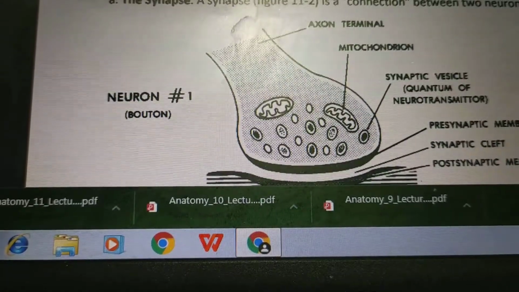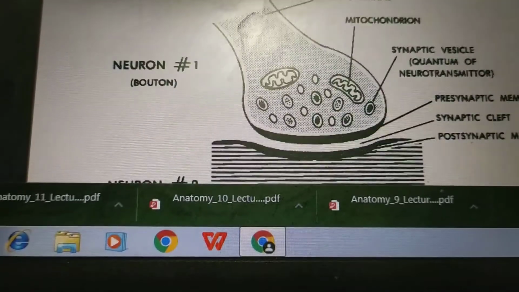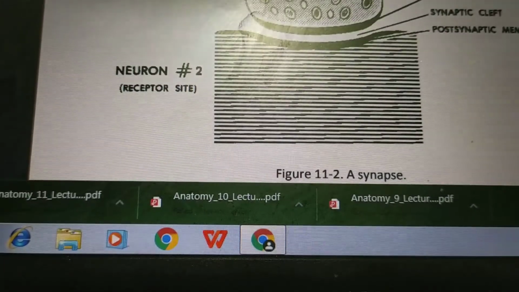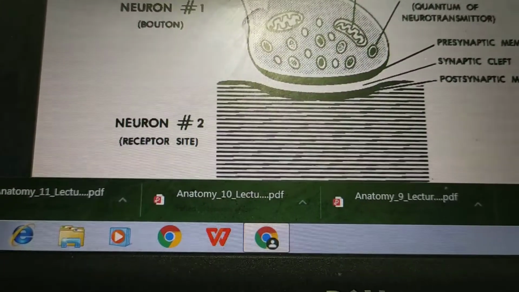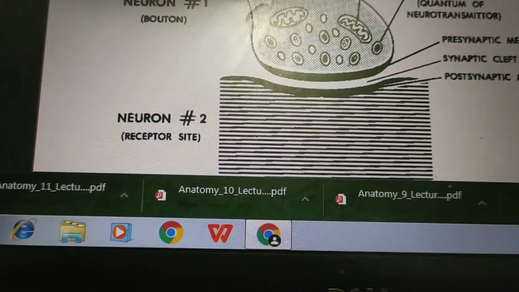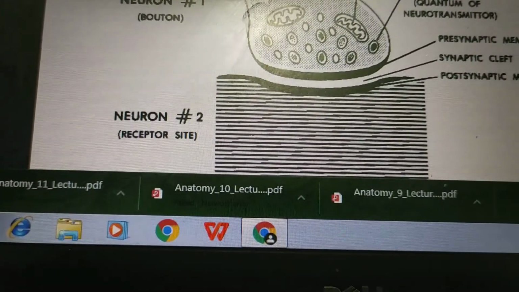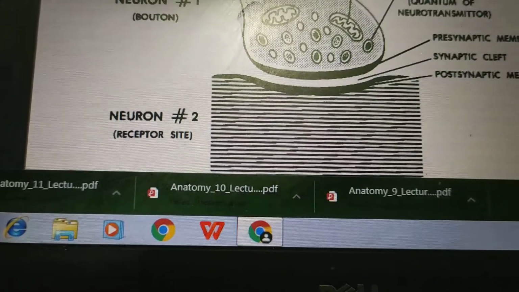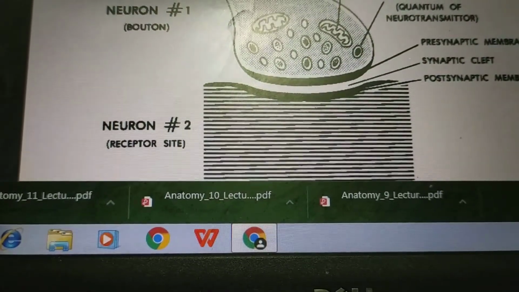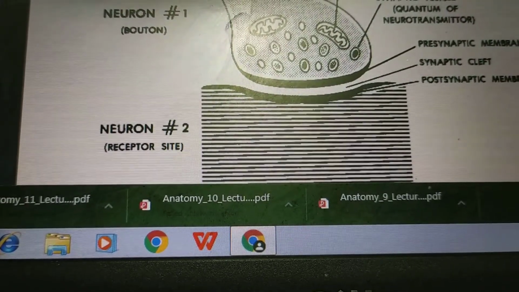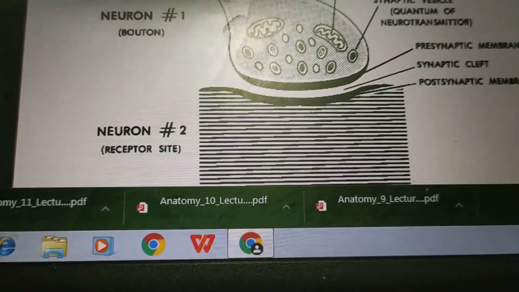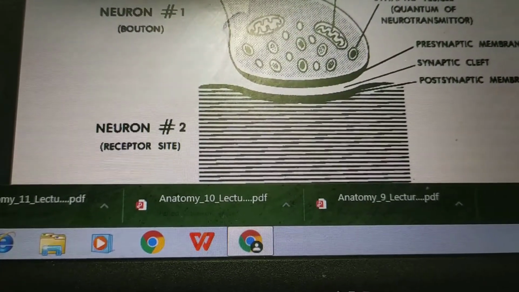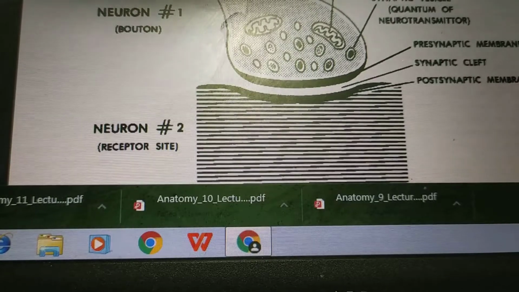A synapse is a connection between two neurons. Here is a synapse: axon terminal, mitochondrion, synaptic vesicle, quantum of neurotransmitter, presynaptic membrane, synaptic cleft, postsynaptic membrane, neuron 2 receptor site, neuron 1 button.